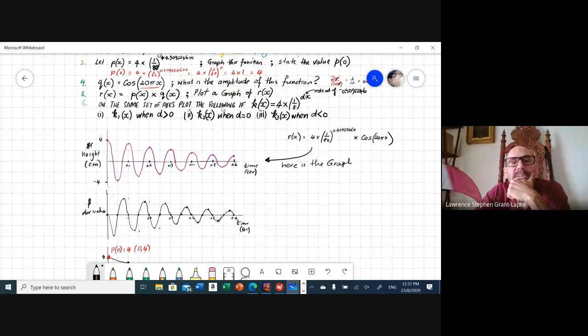Now, on the same set of axes, plot the following. k of x is 4 times 80 to the power dx. This is not the derivative of x. This is simply a constant d. Now, d can change. First of all, we want d as positive. Then we want d of 0, and then we want d of negative. You see, we've got a negative value up here anyway, so we've already got a graph using a negative, don't we?